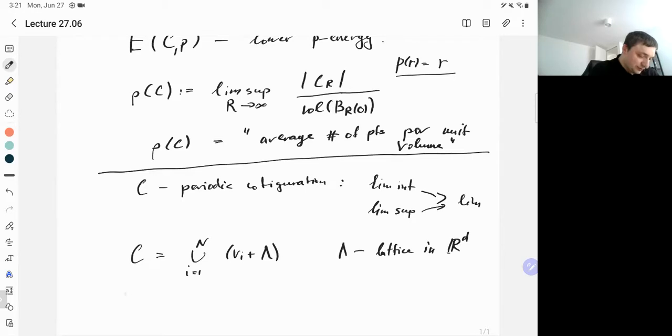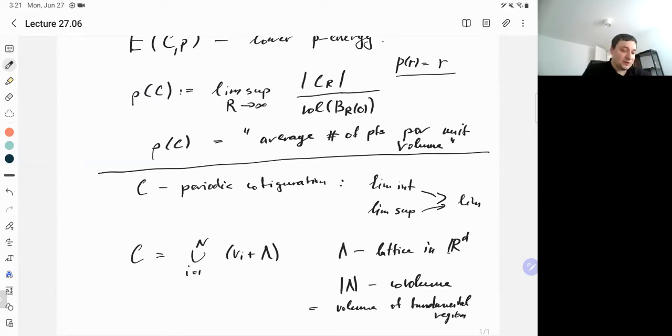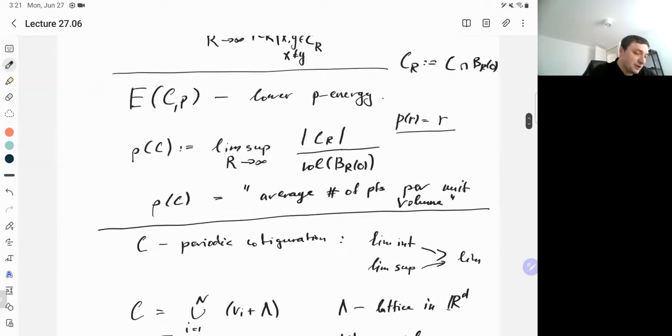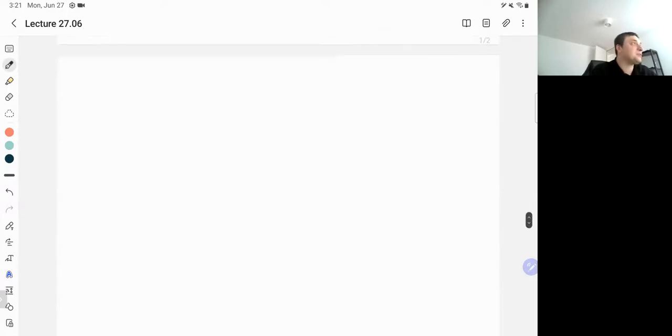What's important is the lattice has co-volume. This is the volume, equal to the volume of a fundamental region for the lattice, which can be a parallelepiped or a Voronoi cell, doesn't really matter. This co-volume is directly related to the density in the following way. The density of a periodic configuration C is equal to the number of cosets divided by the co-volume. So that's very nice and easy. And again, for periodic configurations, you don't have to do this truncation business. You can rewrite the energy in a much nicer way, but I will do it a little bit later.